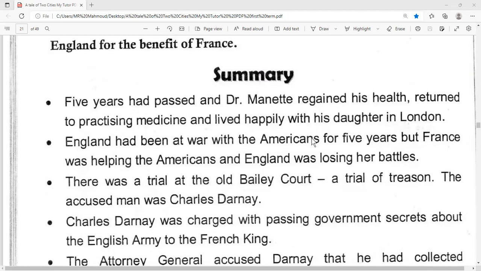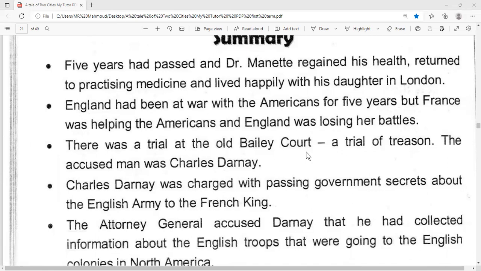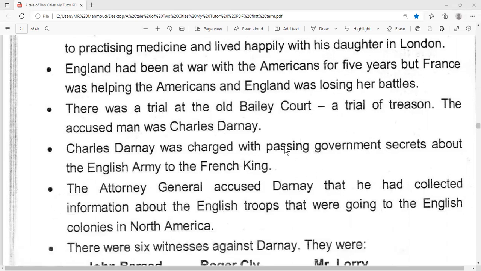Summary of the chapter. 5 years had passed and Dr. Manette regained his health, returned to practicing medicine, and lived happily with his daughter in London. England had been at war with the Americans for 5 years, but France was helping the Americans and England was losing her battles. There was a trial at the Old Bailey Court, a trial of treason.